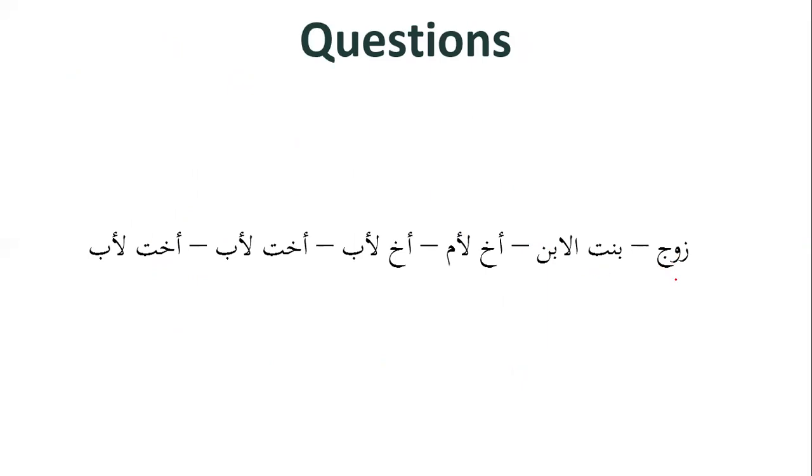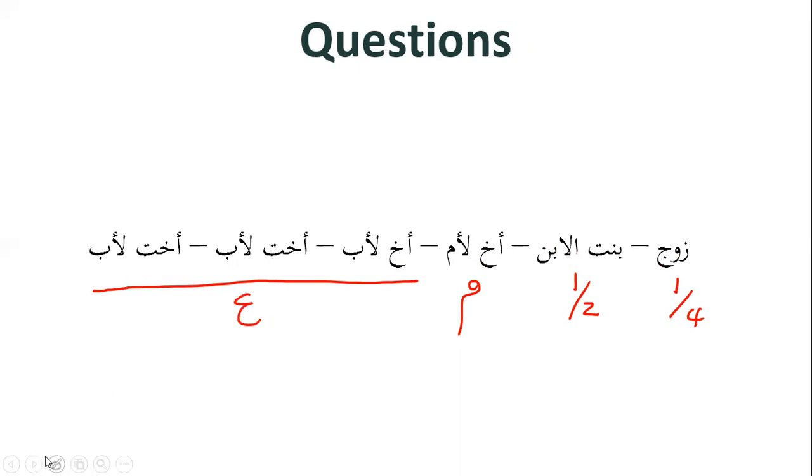So in this situation, we have zawj. Zawj will receive a quarter, bint al-ibn will receive a half, and we have akh li ummin, akh li abin, ukht li abin. So the akh li ummin will be mahjub because of this, and the akh li ab, ukht li ab will become asaba. And if you don't fully understand, you can refer back to the conditions, inshallah. Refer back to the table of inheritance, the table of heirs with fixtures.